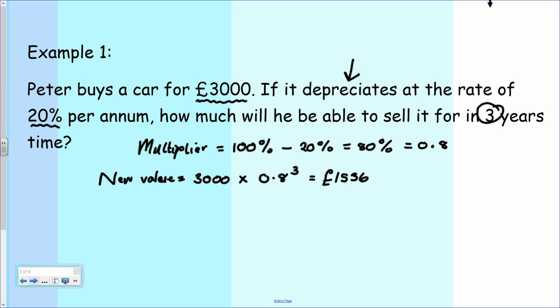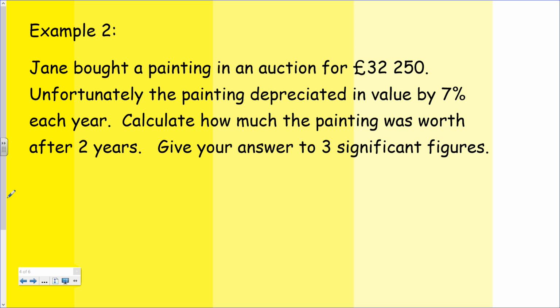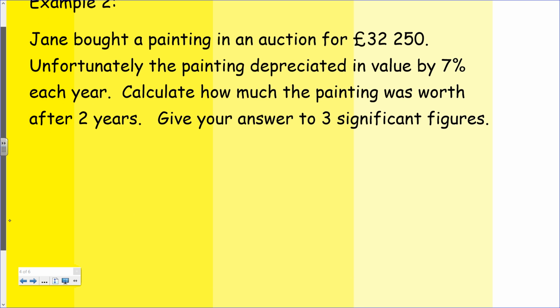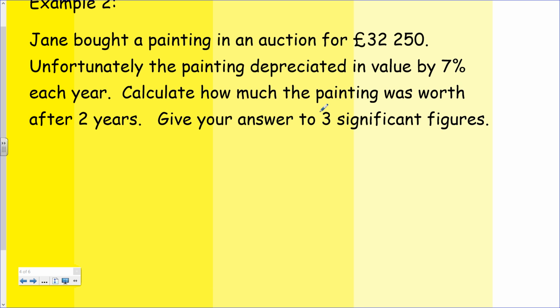Okay, let's have a look at another example. So example 2. This time Jane bought a painting at an auction for £32,250. Unfortunately, the painting depreciated, so it's coming down in value by 7% each year. Calculate how much the painting was worth after the 2 years. Give your answer to 3 significant figures.